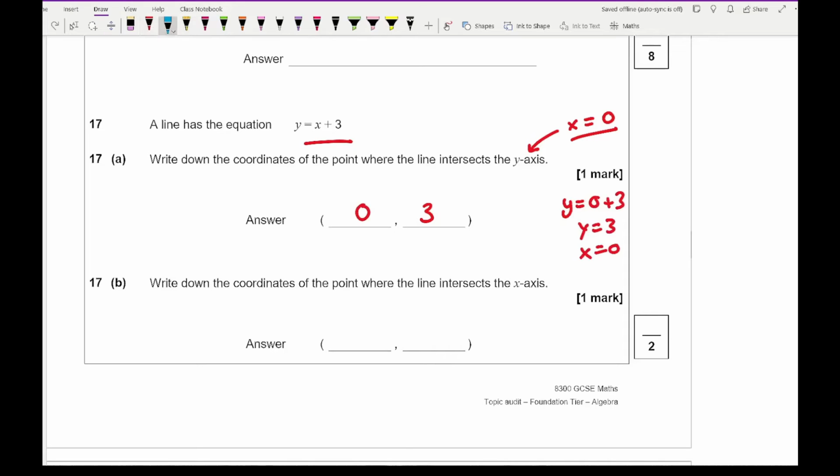Then for the next one, it says write down the coordinates of the point where the line intersects the x-axis. Now for this, y equals 0, so I've got 0 equals x plus 3, so x equals minus 3, and these are the two coordinates we've got, so it's going to be minus 3 and 0.